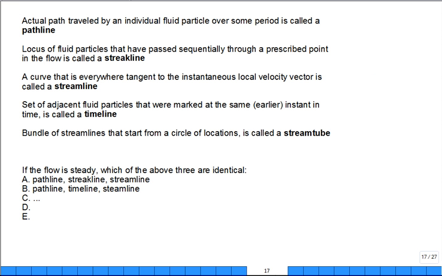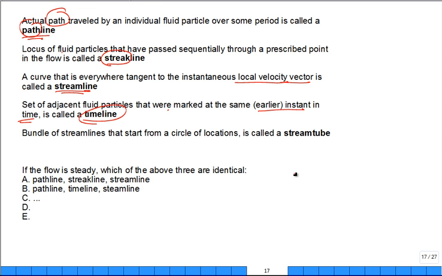Actual path traveled by an individual fluid particle over some period is called a path line. Locus of fluid, we just taught that, streak line. A curve everywhere tangent to the instantaneous local velocity vector. That's probably the hardest one, and you had the easiest. Hey, it's all a streamline. That's all, Professor, that's streamline. And then a set of adjacent fluid particles were marked at the same earlier instant in time, but at some later time they have this curvature to it. That's timeline. Bundles of streamlines that start from a circle of locations or locus.